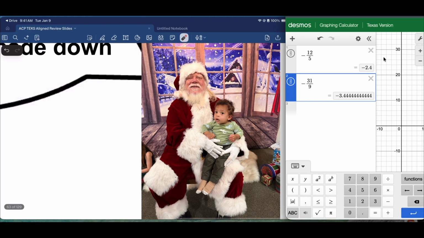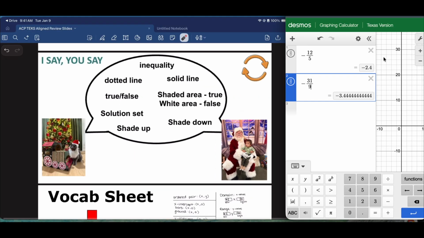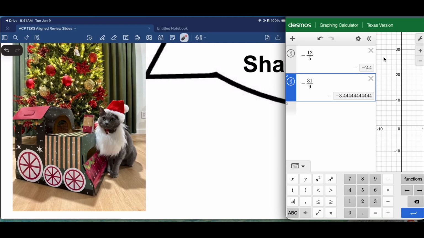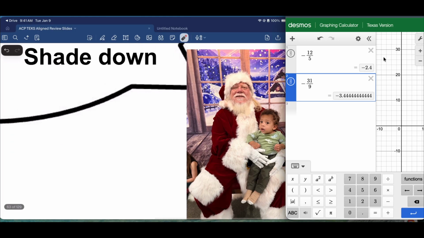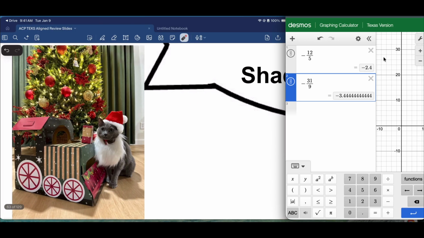Here's your daily dose of Dorian with Santa. How adorable. And then here's Santa getting in his little train.